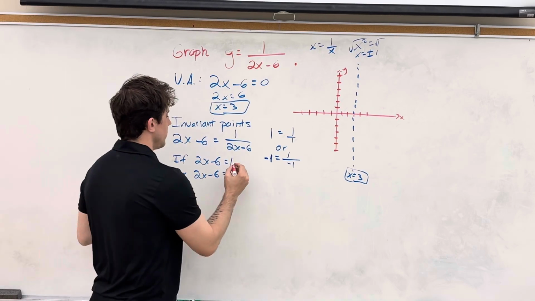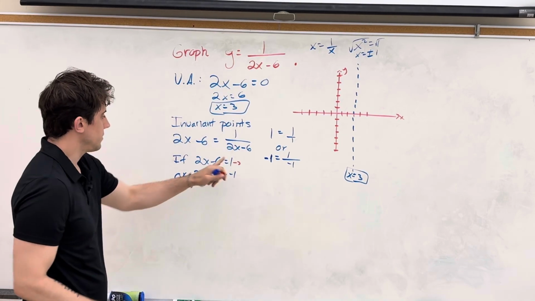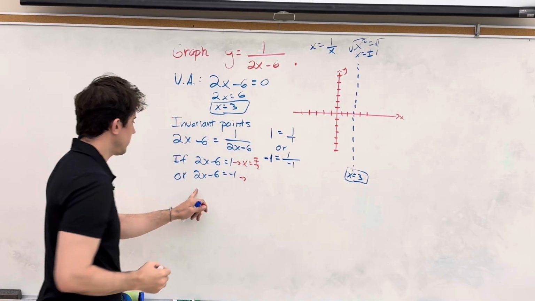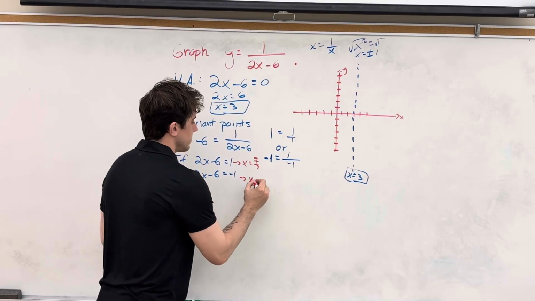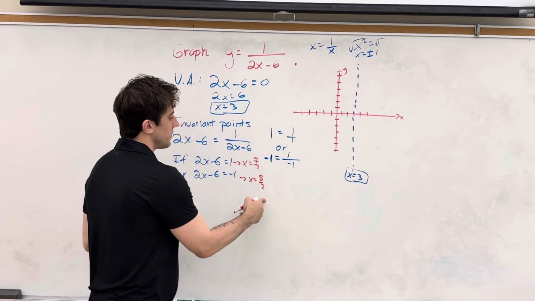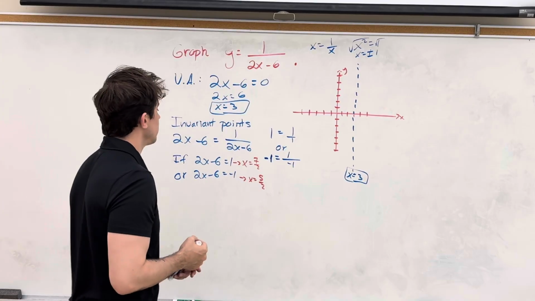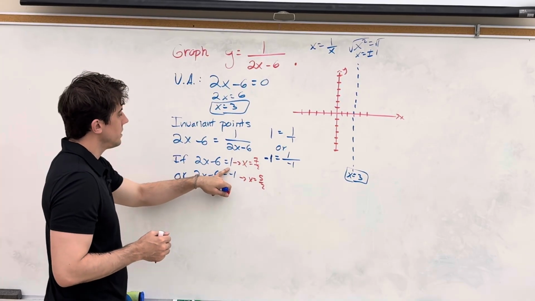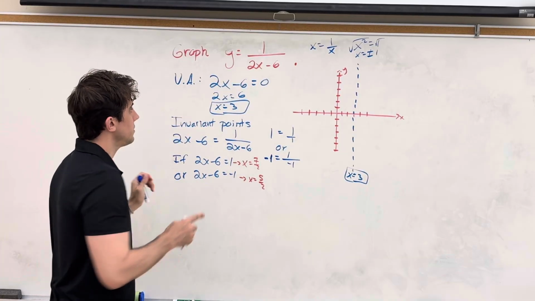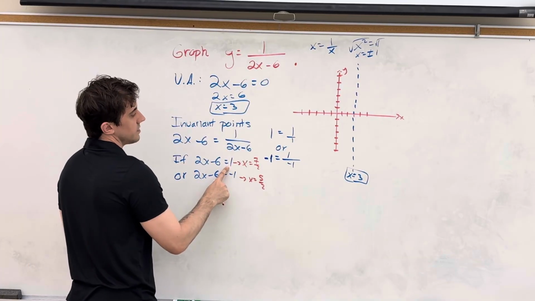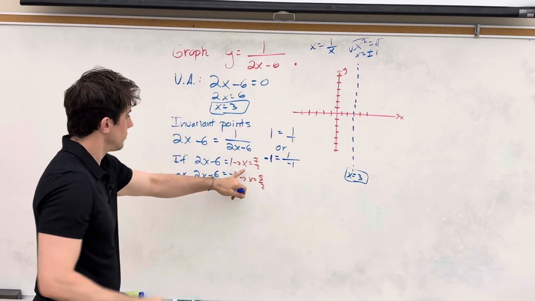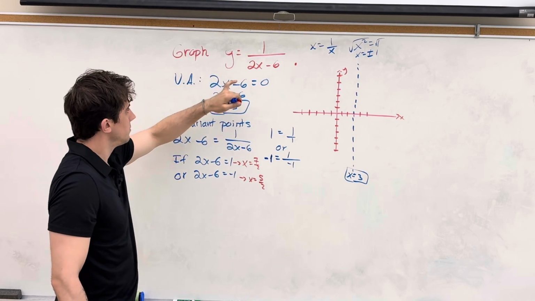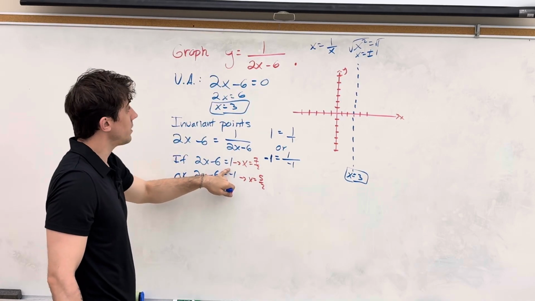A lot easier, right? If we look at the first one, that means x is 7 over 2. And if we look at the second one, add 6 to both sides, x is 5 over 2. So that's 3.5 and 2.5 for the x coordinates of our invariant points. And if 2x minus 6 is equal to 1, then our reciprocal function is 1 over that, and so 1 over 1 is 1.